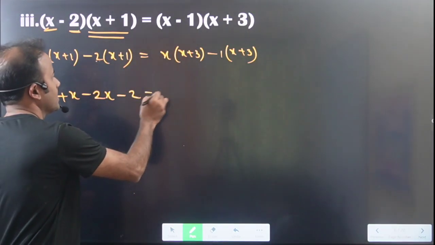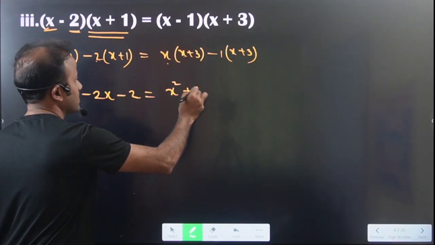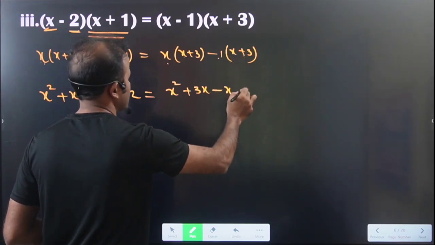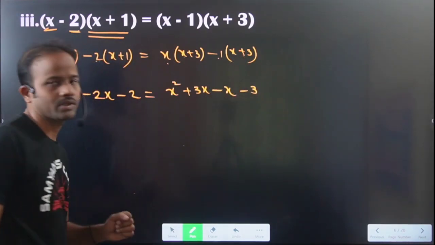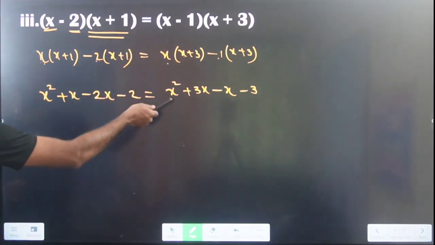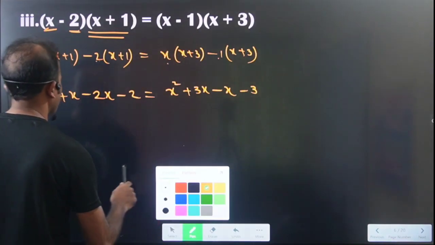which is equal to x into x is x square, x into 3 is 3x, minus 1 into x is minus x, minus into plus is minus, minus 1 into 3 is minus 3. Okay, so we can cancel both sides. We have the x square, directly we can cancel, otherwise you take it this side, all terms you take it here.